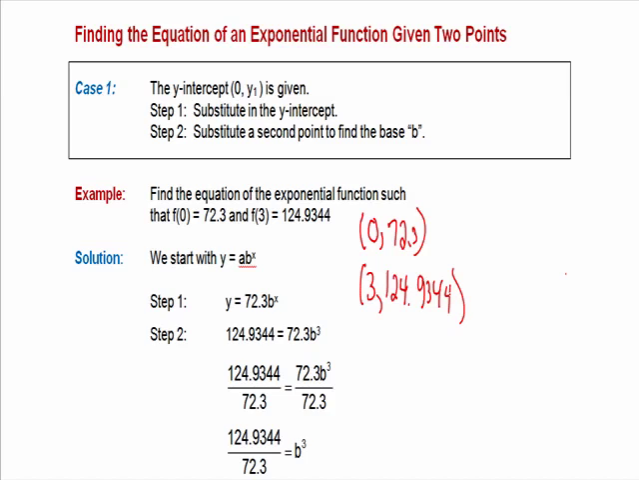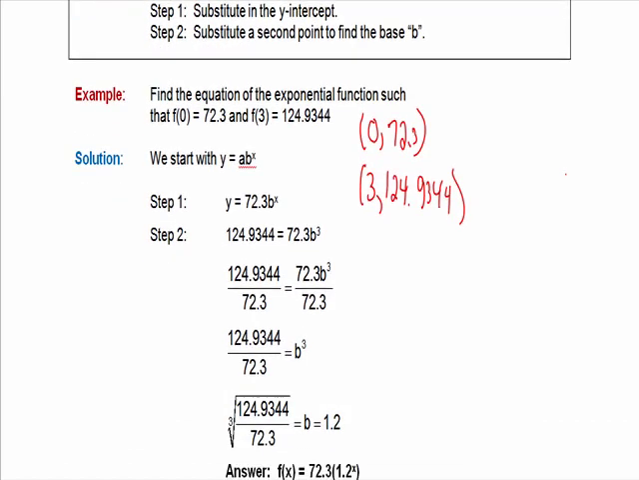So the first thing I do if I follow my steps is I notice I do have the y-intercept, and so that goes in as my a. So I have y equals 72.3 multiplied by b to the x. And then step 2 said substitute in a second point to find the base b. So I substitute in 124.9344 equals 72.3 times b cubed.